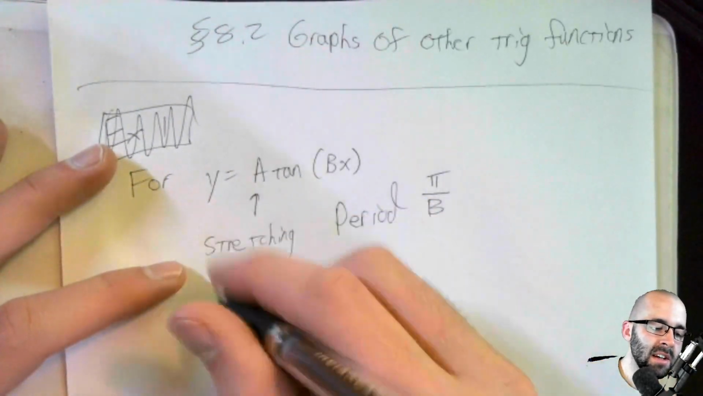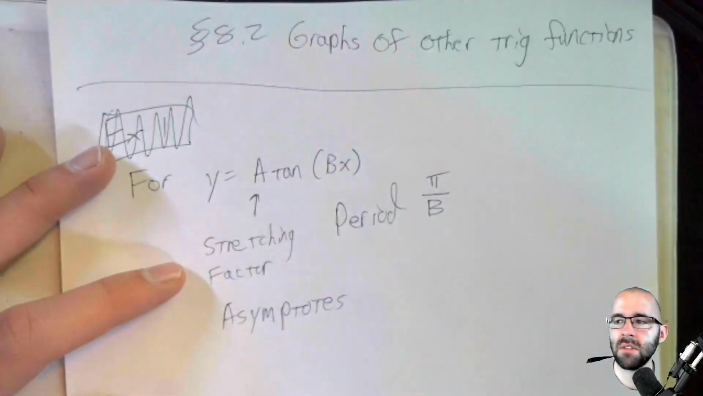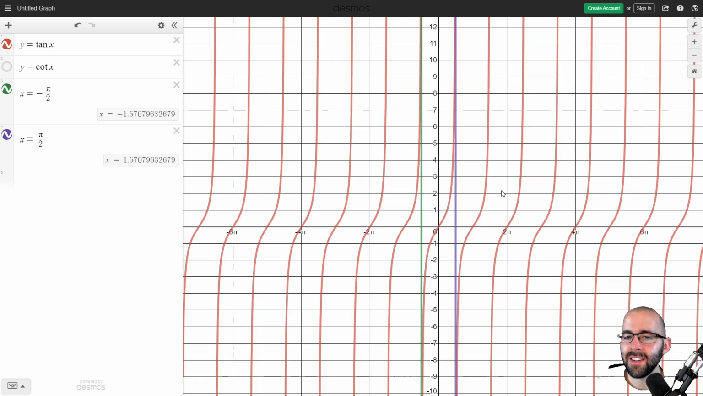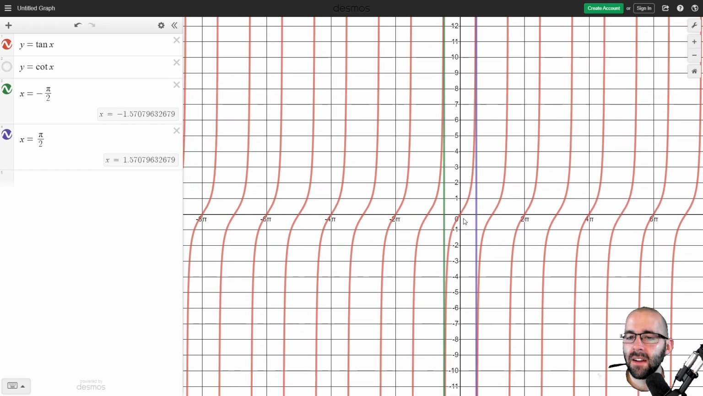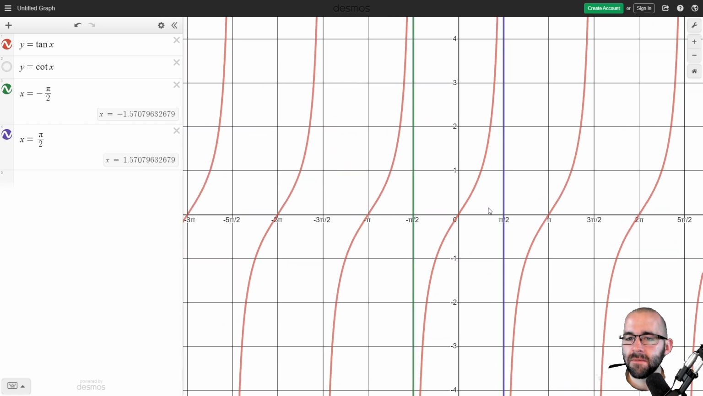And the last one is probably going to be the most difficult, and that's the equation of the asymptotes. Because remember, there are infinitely many asymptotes, right? This green one is an asymptote. This purple one is an asymptote. There's another one right here. And if we zoom out, we did this before, you can see that there are infinitely many asymptotes. So how can we find them all? Well, we just look at them. Pi over 2 is one.